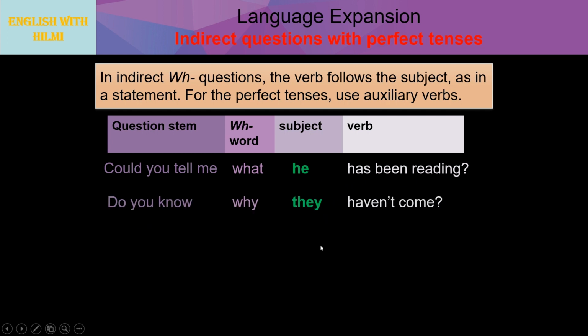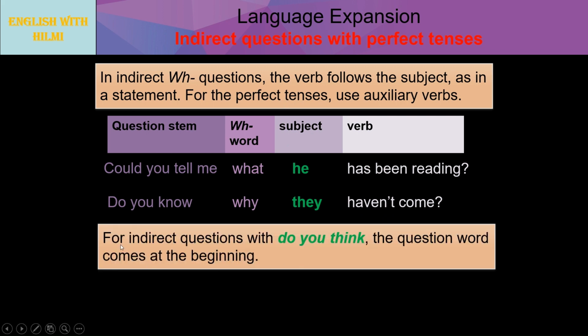Another example: do you know why they haven't come? As you notice, the verb follows the subject, they, and we use the auxiliary verb for the perfect tense. For indirect questions with "do you think", the question word comes at the beginning. We are going to see an example. Why do you think she has been winning? As you notice, the question word comes at the beginning.